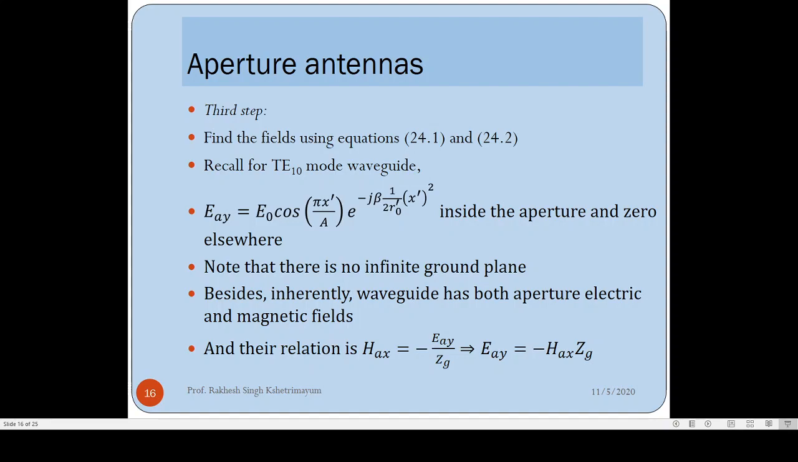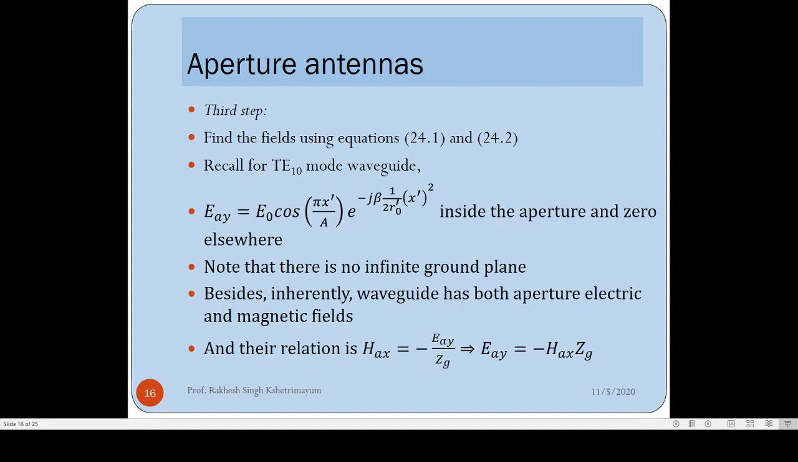But there's a slight modification here. Since we are considering a waveguide which is feeding the horn antenna, the dominant mode is propagating inside the waveguide. The dominant mode will have both electric field and magnetic field. And we have already derived the expression for the dominant T10 mode inside the waveguide. What is the electric field distribution at the mouth of the horn antenna? This was the field distribution. It has only a y component, E0 cosine of pi x dash by capital A, times exponential of minus j beta by 2 r naught dash, x dash whole square. This was the electric field distribution at the mouth of the horn antenna.